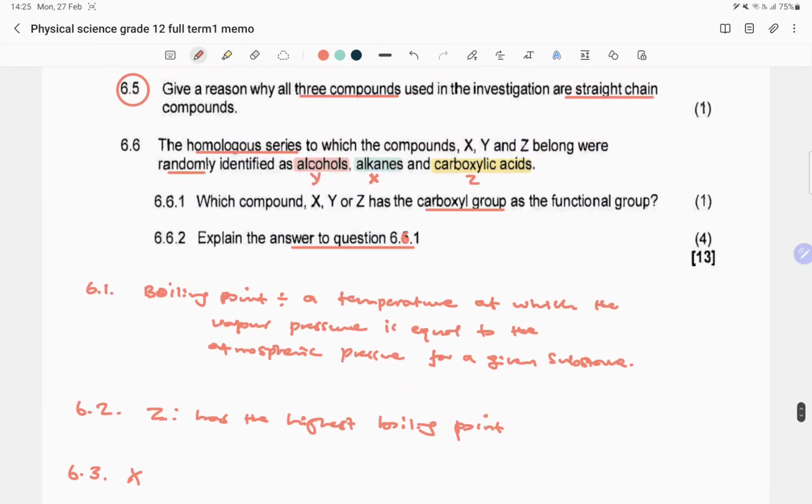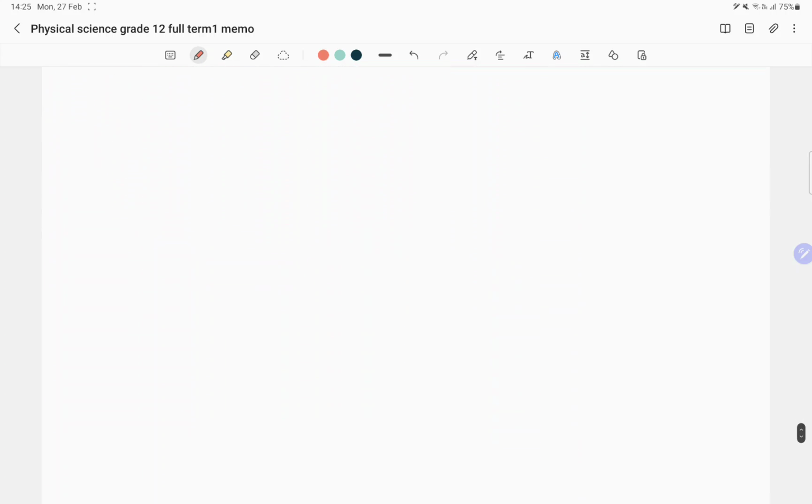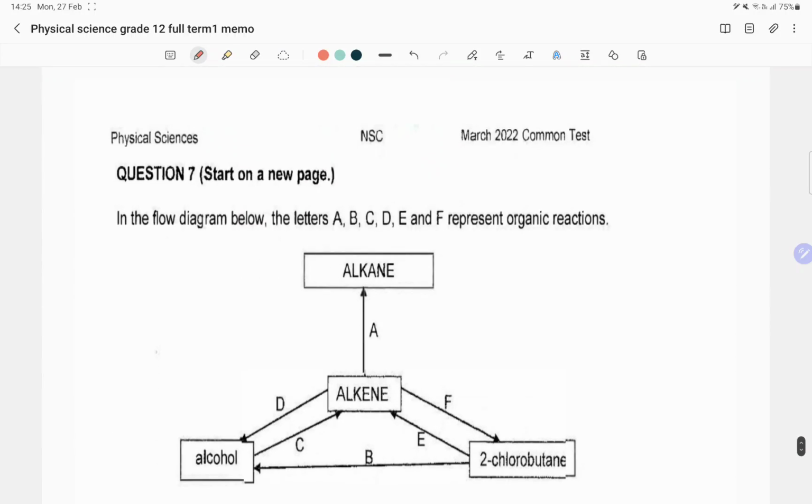All right, guys, that's the end of this question. So let's move on to the last one quickly. I've already lost time. Okay, so question 7 says, the flow diagram below, the letters A, B, C, D, E, and F represent organic reactions. Please, guys, for organic reactions, know the type, know the names of the types, know the reaction conditions.